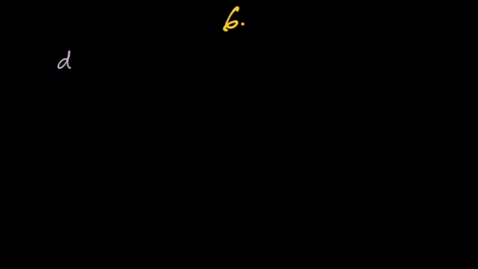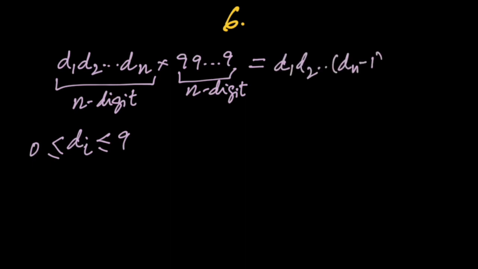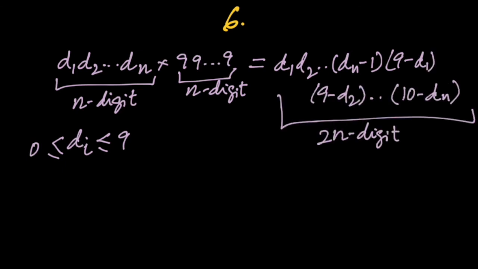Sixth type. Here we have two n-digit numbers where one has all 9s and the other has any mix of digits. So d1 d2 up to dn times n 9s. So here the answer is of the form d1 d2 d3 up to, in place of dn we write dn minus 1. Then we write 9 minus d1, 9 minus d2, and so on, and then at the end we write 10 minus dn. So let's do some examples.